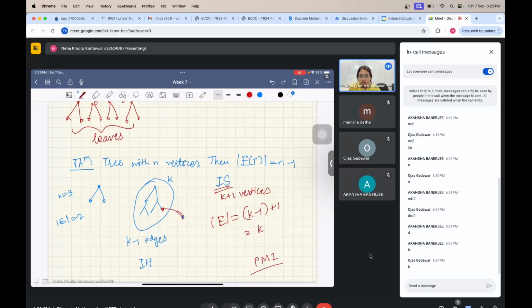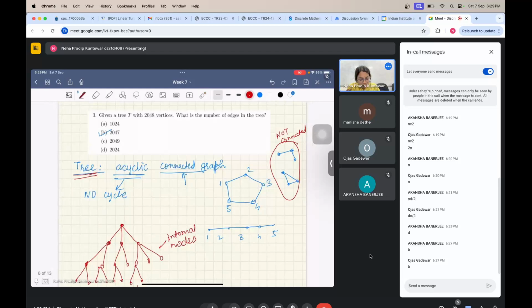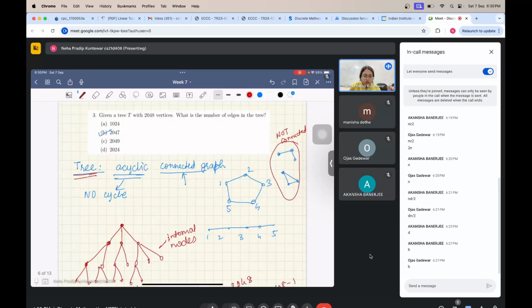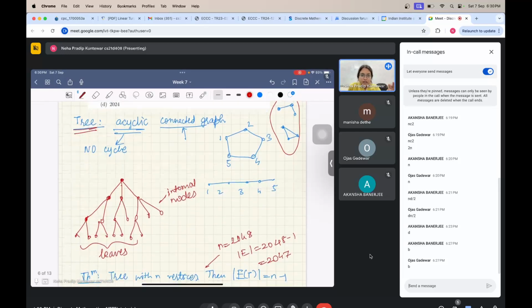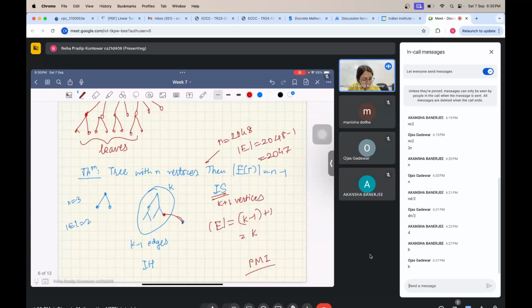I just gave you a very quick sketch of the proof because I think you're familiar with these arguments and inductions by now. But if there are any questions, then please let me know. By that argument, since n is 2048, using this theorem, the number of edges would be 2048 minus 1, which is 2047. So I think all of you got it right. But if there are any questions about this proof or anything that we discussed, then please let me know.